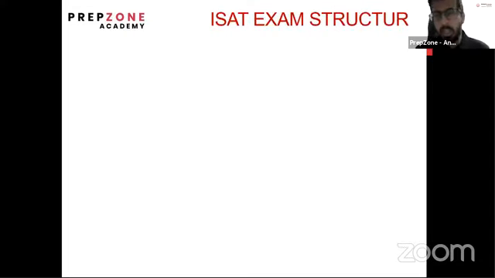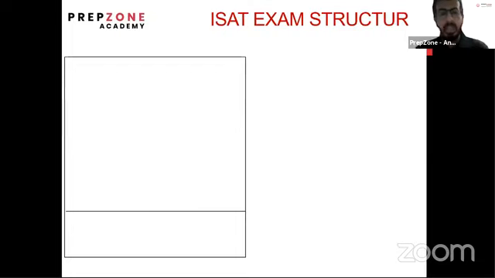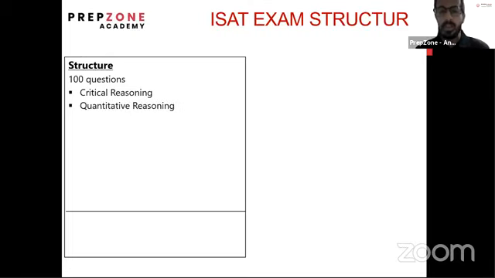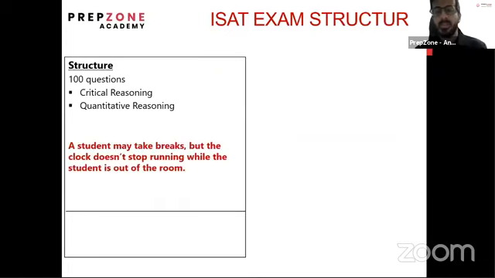Okay, so what's the exam structure for the ISAT? ISAT has 2 sections. One is critical reasoning, the other is quantitative reasoning. It has 100 questions in total that you need to do, and the entire time given is 3 hours. So in 3 hours, you will be given 100 questions.